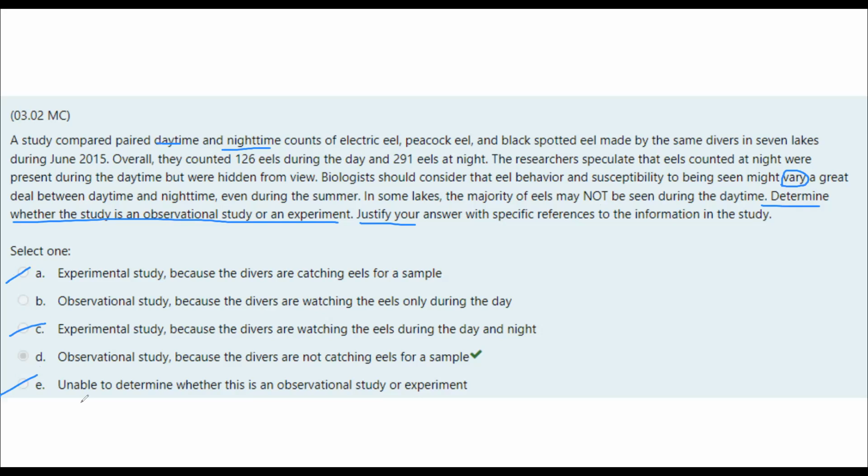I don't think the answer will ever be unable to determine. Is it because they're only watching it during the day? Well, that's not even true, but that wouldn't matter anyways. It's observational because they're not taking a sample. Right. Oh, so cool.